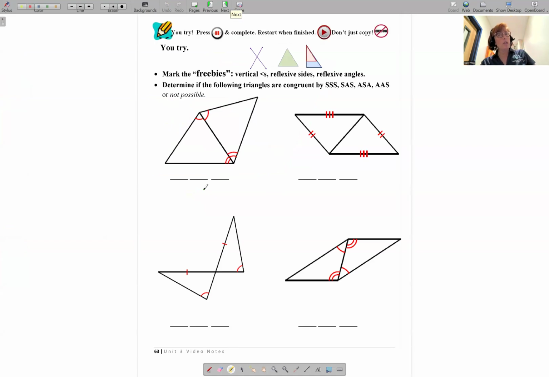You are going to pause the video and do this page exactly the same way on your own. It should take you maybe a minute if you know what you're doing. Ready? Pause the video.